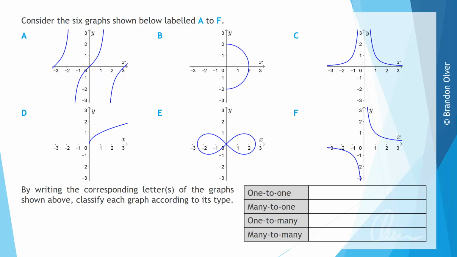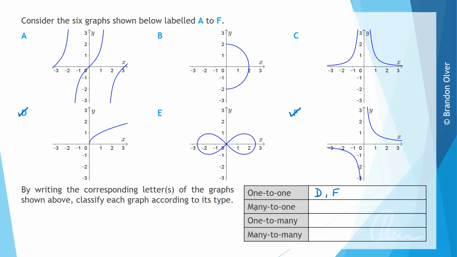So we want to look through, and for graph D, we can see that each y value exists only once. So D is an example of a one-to-one relation, and so is F. So both of those graphs have each y value appearing only once throughout the entire graph. So we've managed to tick off D and F at this point.